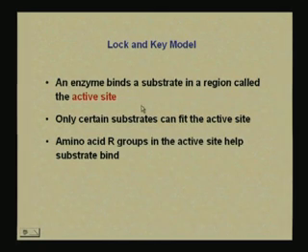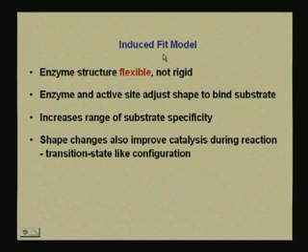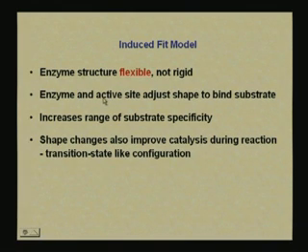So, to form the enzyme substrate complex, we can have a lock and key model, we can have an induced fit model. What does this say? It says that the enzyme structure is actually not as rigid as a lock. Okay? It is slightly flexible. So, what it does is the enzyme and subsequently its active site can adjust its shape to bind the substrate. Okay? So, there is a slight modification that can occur due to the flexibility.